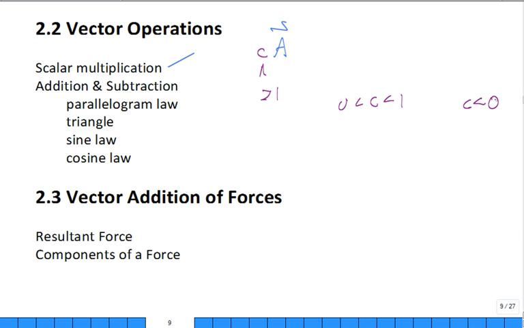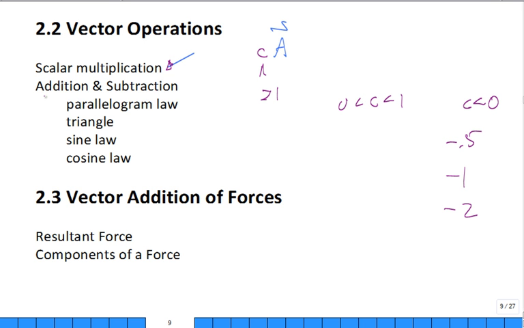Can you have a negative number that you multiply the vector by? It flipped it. That's right. And now it can be small, or just flip it, or be long and flipped. It depends if, let's say, negative 0.5 is the constant, negative 1, negative 2. So you can multiply vectors by a constant, a scalar.